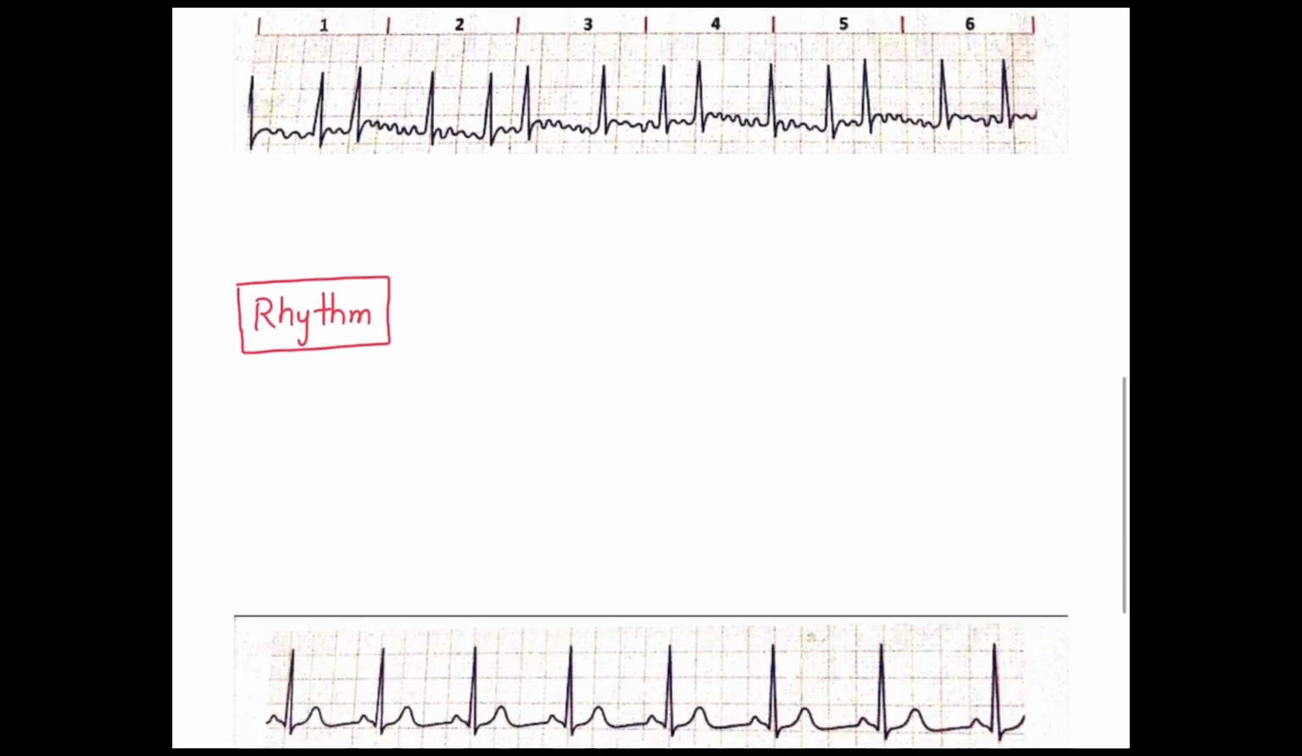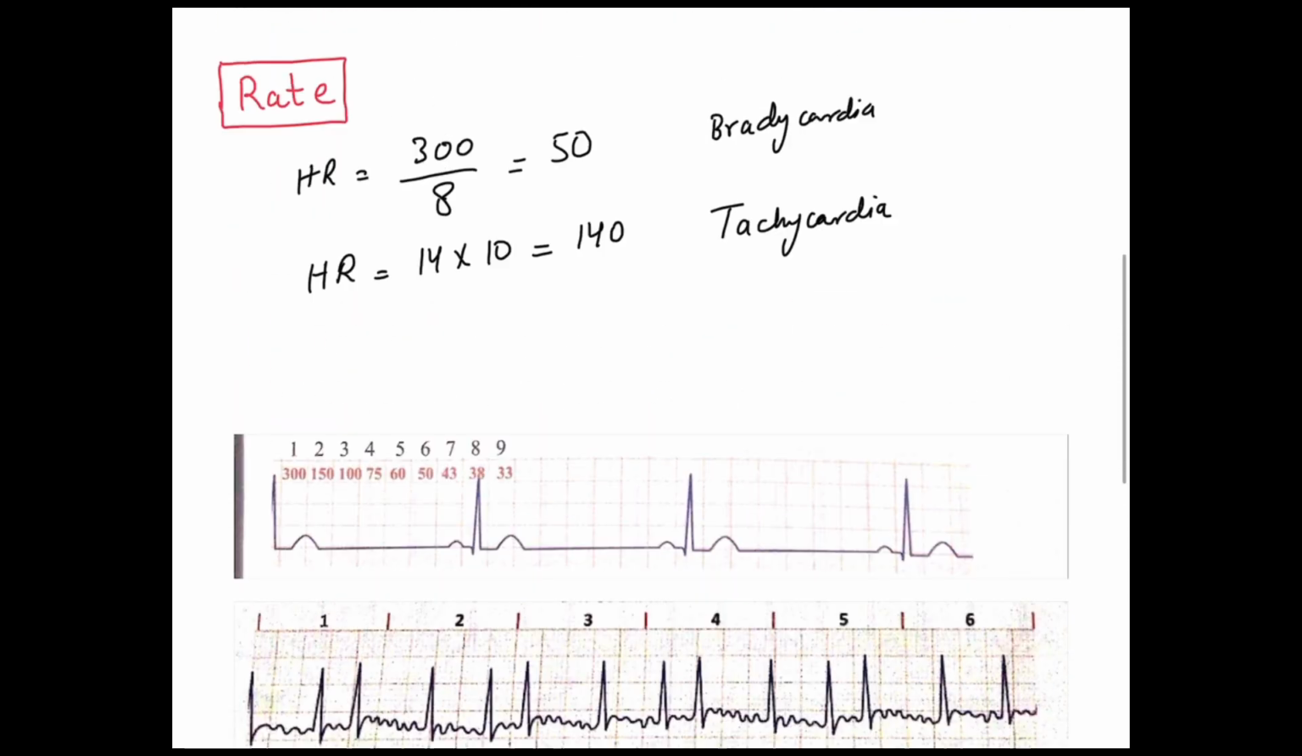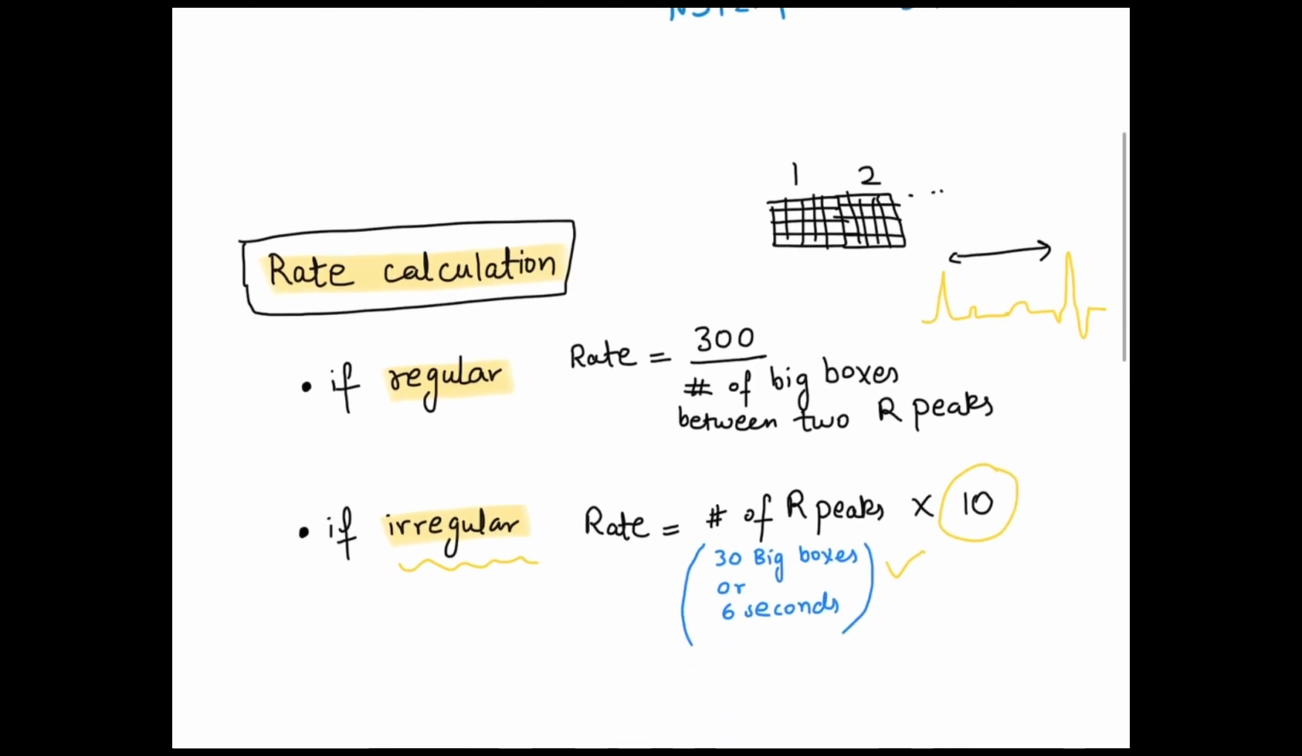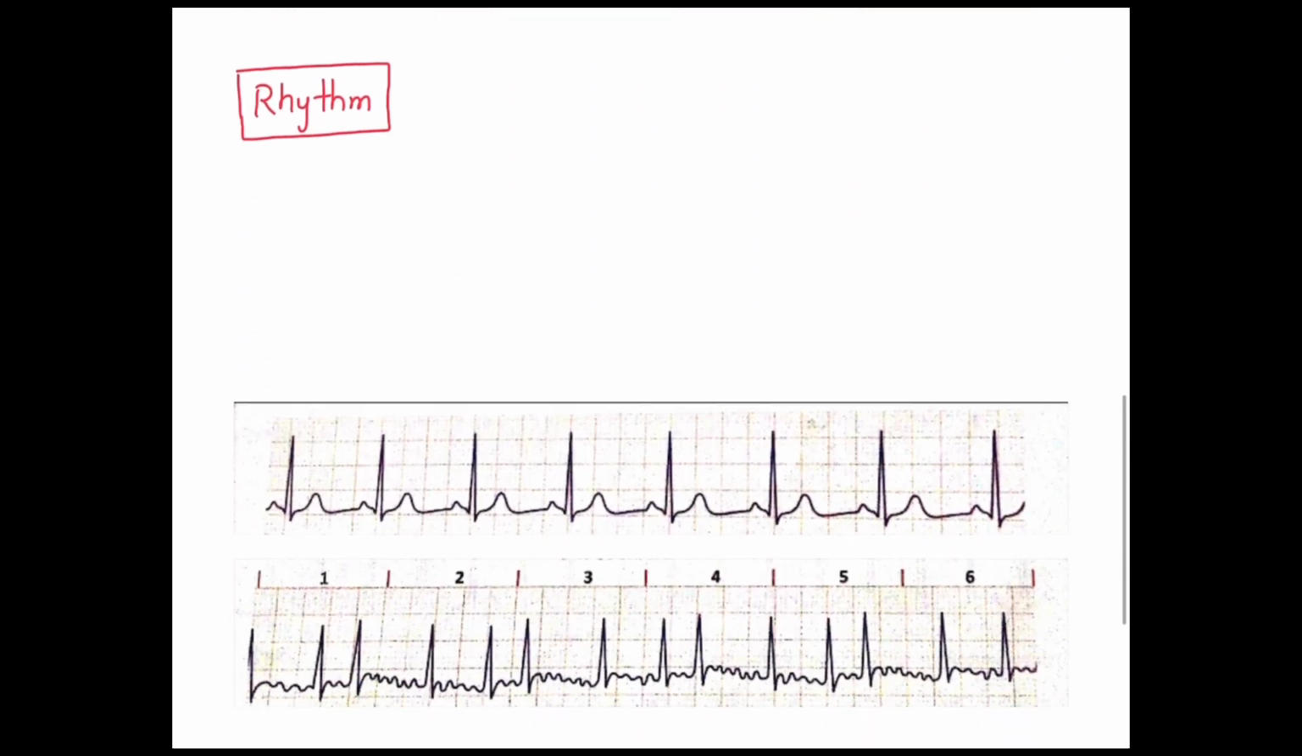Now let's move to the next point, which is rhythm. In the rhythm we need to see if it is regular or irregular, as we have already discussed. We need to see the R peaks. So let's just calculate it from there.